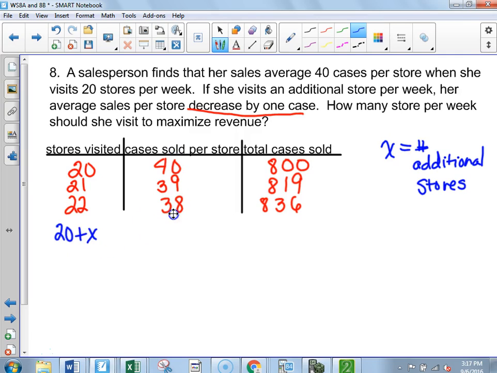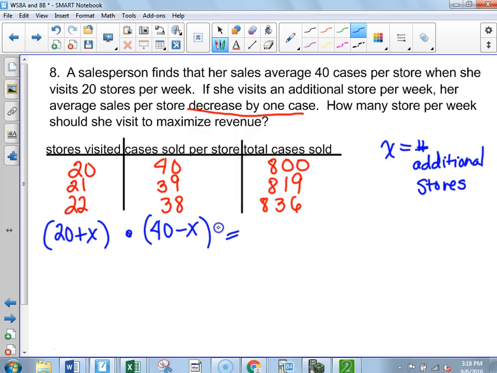What about the cases? It started at 40 and it's going down by one case every time. If schmoozing meant it went down by 2 cases, then we would have to do 40 minus 2x. But this one started at 20 going up by ones. This one started at 40 going down. And how are we getting this third column? We're just multiplying those. All right.